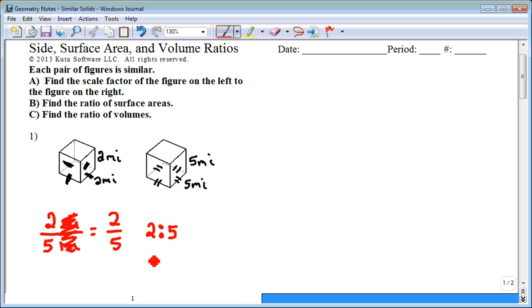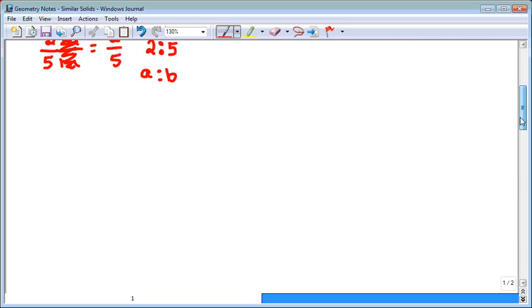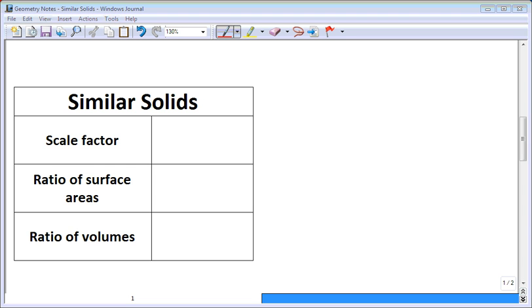So to understand the way that this works for all similar solids, we're going to give a letter to each of these. Let's call this figure A and this figure B. Let's go down and fill this in our chart. In our chart, for our scale factor, we're going to have A to B.